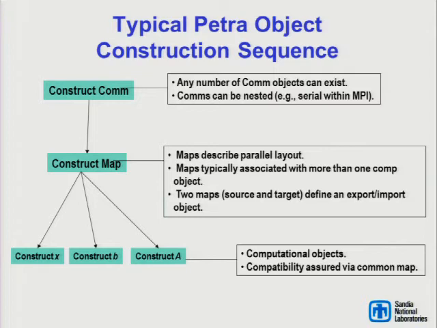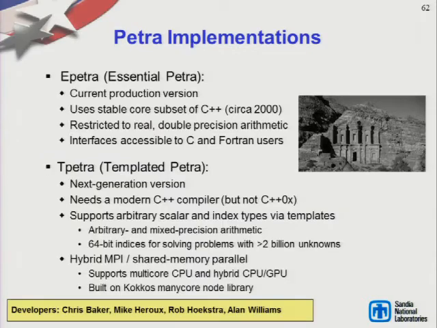Also, if I have two maps, that defines a way of moving data between them via an import or an export. There's an object that, if I hand it two maps, can allow me to move data between those two maps and how they're distributed. Finally, I get to objects, so matrices and vectors. That's the high-level semantic.